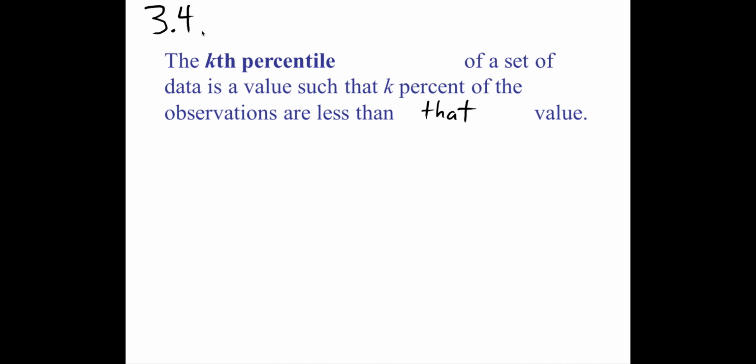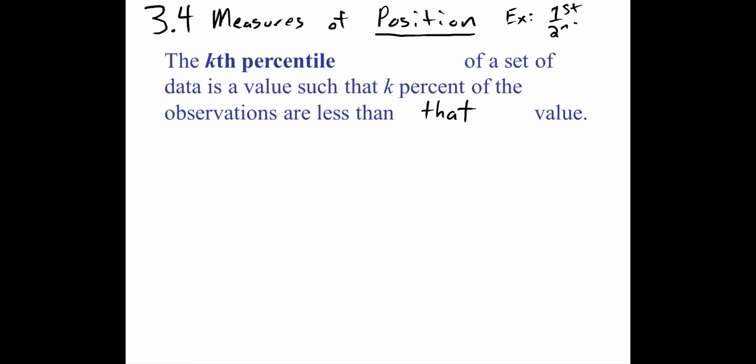So section 3.4 is called measures of position, and we're basically talking about something similar to the place a car could get in a race, like first or second. And here's an idea that measures position called a percentile. A percentile of a set of data is the value such that a certain percent, which we're calling K right here, of all the observations are less than that value.